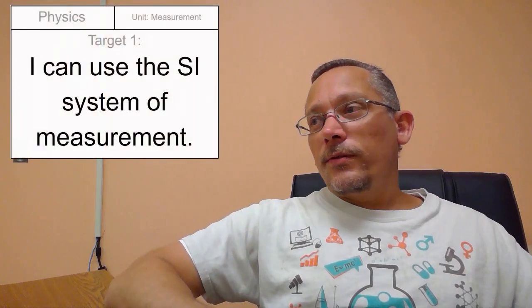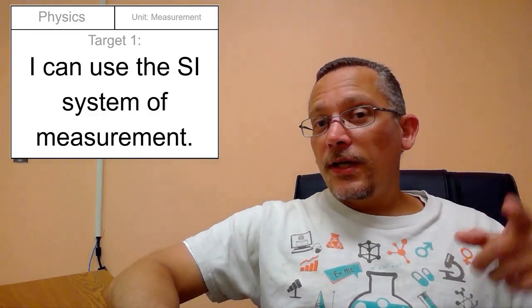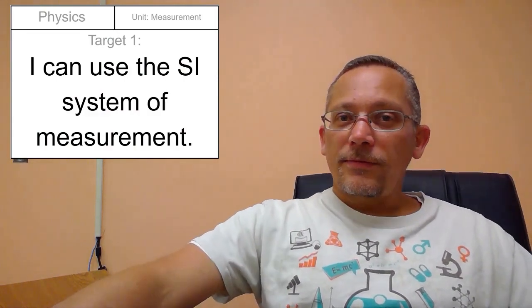Why is it SI instead of IS? Because it comes from French, right? In French, they put the word international after the word system, so système international instead of international system. And I would say it for you, but I don't speak French and it would just sound stupid if I said it. Anyway, it's the International System of Units, the SI system, otherwise known as the metric system. And our target is to be able to use the SI system of measurement. So let's go ahead and take a look at some of this stuff.